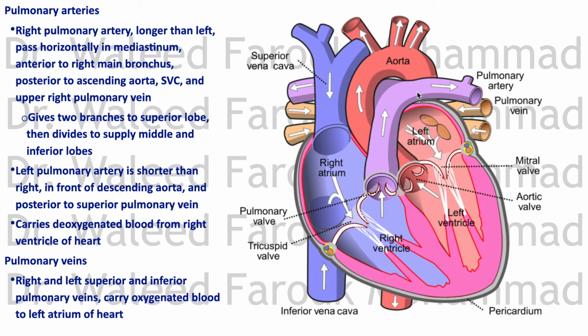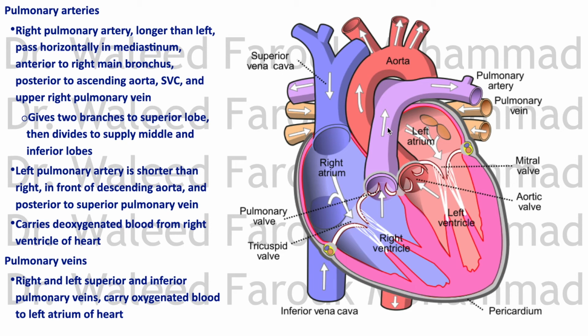So don't get confused. The right is behind the aorta, but which part? The ascending thoracic aorta. And the left side is in front of the descending thoracic aorta, and they enter the hilum of the lung. Now, observe that the pulmonary artery is always colored blue, as if it was a vein. Actually, it carries deoxygenated blood.